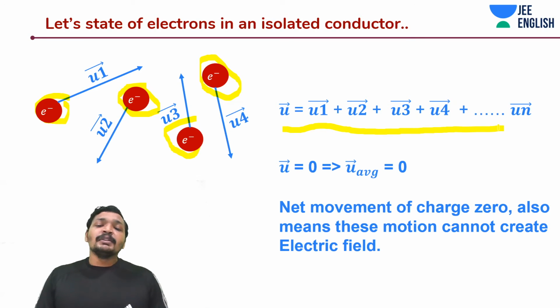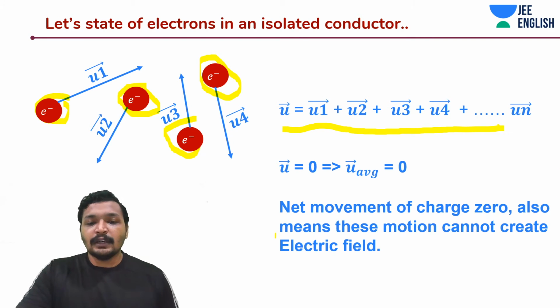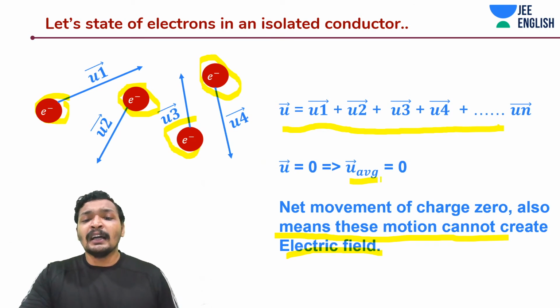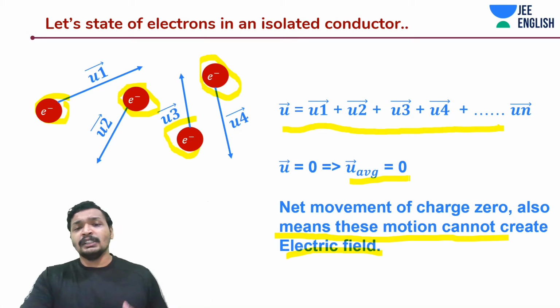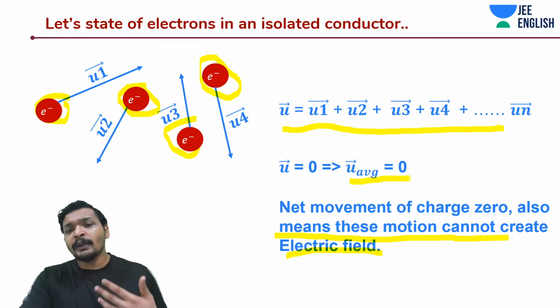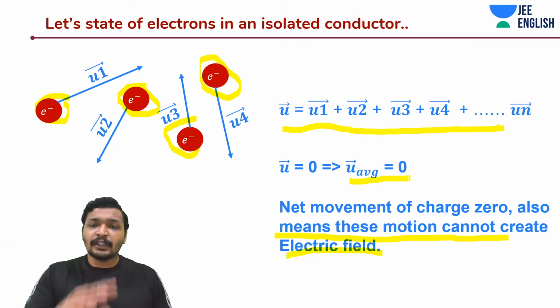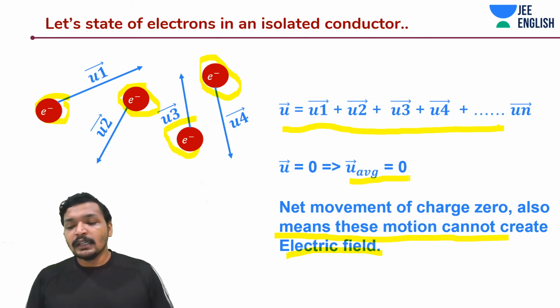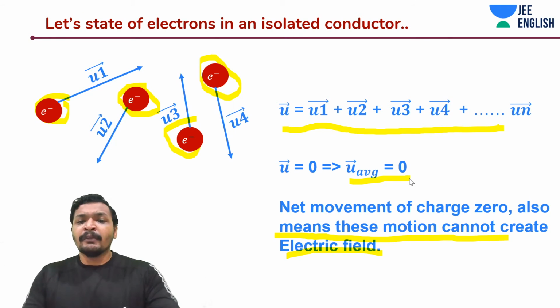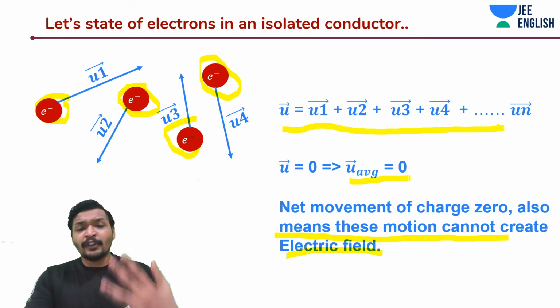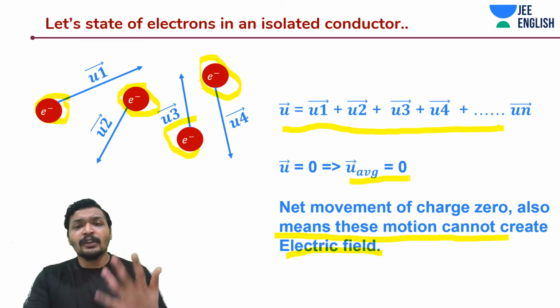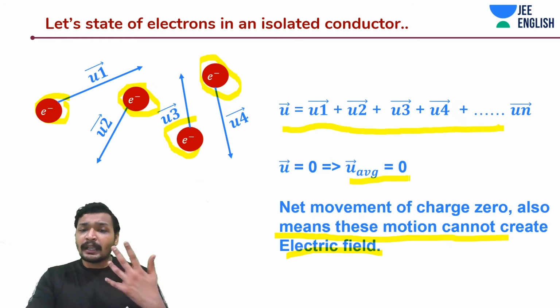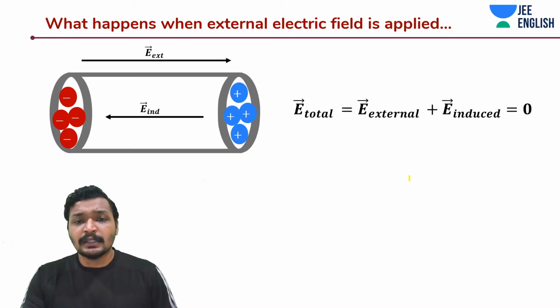Also, this means this motion cannot create any electric field. Just like what we spoke before, this motion cannot create any electric field. And the U average, or the total velocity or the total momentum of the electrons inside a particular material like an isolated conductor, is zero. Okay guys, this should be really, really clear when we are moving into this concept, and this is one of the key concepts for your exams, and even for your understanding of the basics of electricity and current. We will understand how this works when we apply potential. What happens?